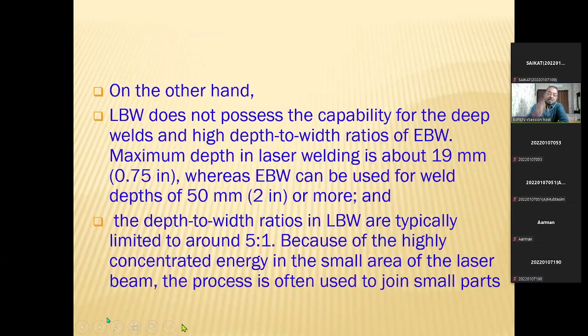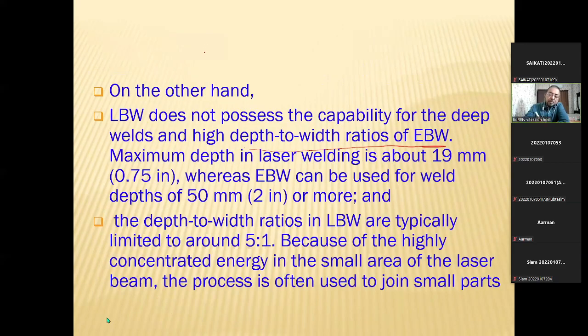On the other hand, there are some shortcomings of laser beam welding. It lacks the capability of deep welds. That means it cannot penetrate deep. The depth to width ratio of electron beam welding is high.